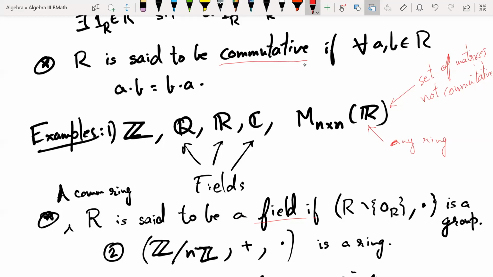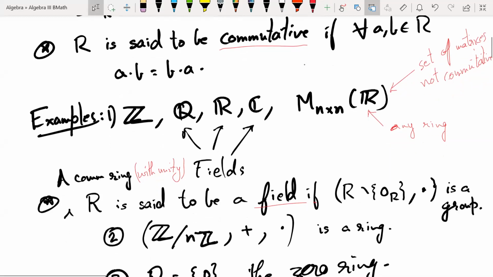So maybe one should add: a commutative ring with unity R is said to be a field. If you impose this condition, then unity has to be there, so this is maybe redundant. It follows from this fact. So these are the first class of rings.